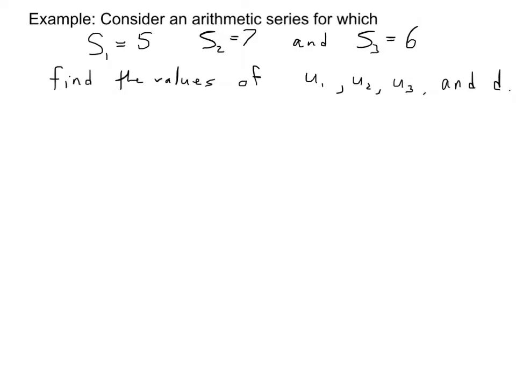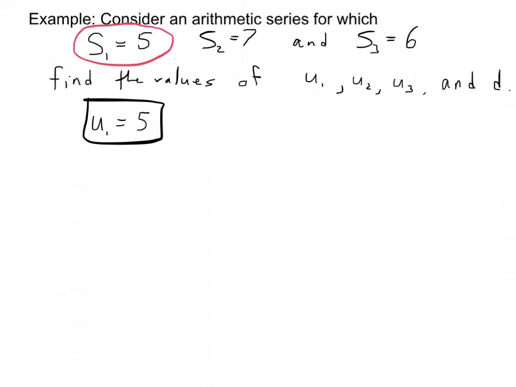So the idea is, think about what S1 means. S1 means the sum of the first 1 terms. If I add up the first 1 terms together, I get 5. So doesn't that mean that the first term, U1, has to be 5? Now that we've said that, again, pause the video and think for a second. Can you figure out what U2 would be now that you know that the first term has to be 5?